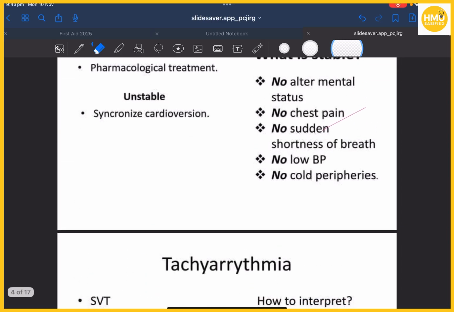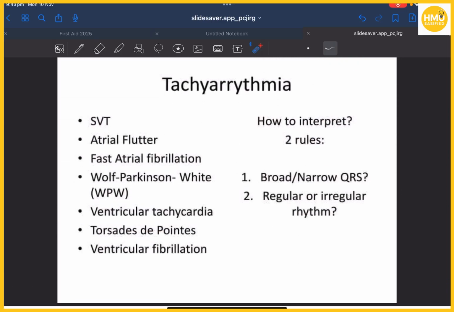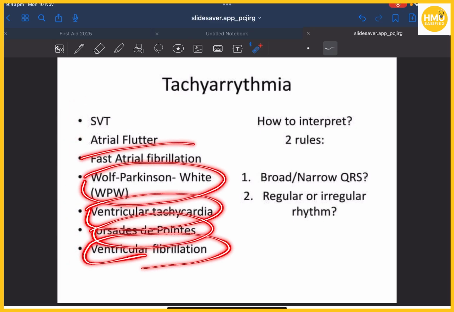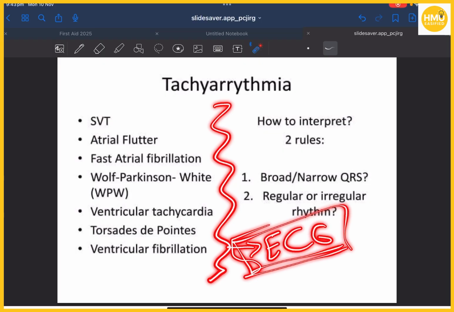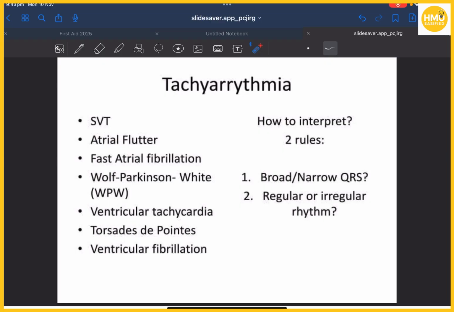Okay, so we're gonna go with tachyarrhythmias. Now tachyarrhythmias, there's a lot, you can see. There is ventricular fibrillation, torsades de pointes, VTAC, Wolff-Parkinson-White, atrial fibrillation, flutter, and SVT. Now, these are all differentiated by ECG. This is important. Clinically it is kind of hard to distinguish between them, because most of them obviously come with palpitations, sweating, diaphoresis, but you need to assume ECG first.